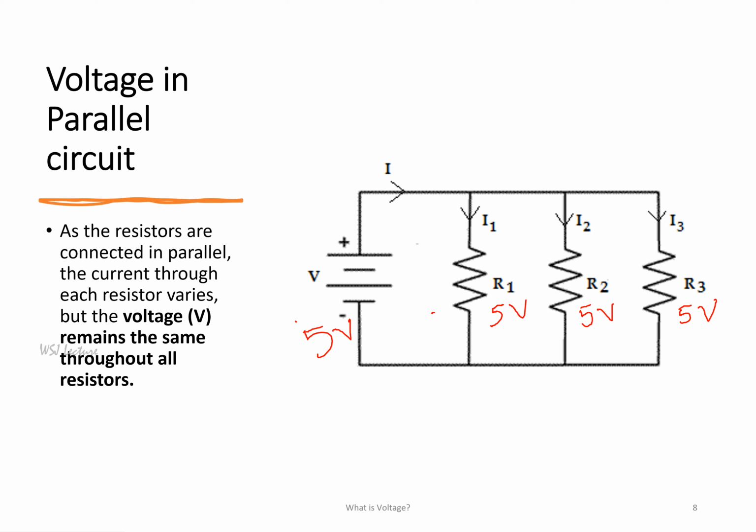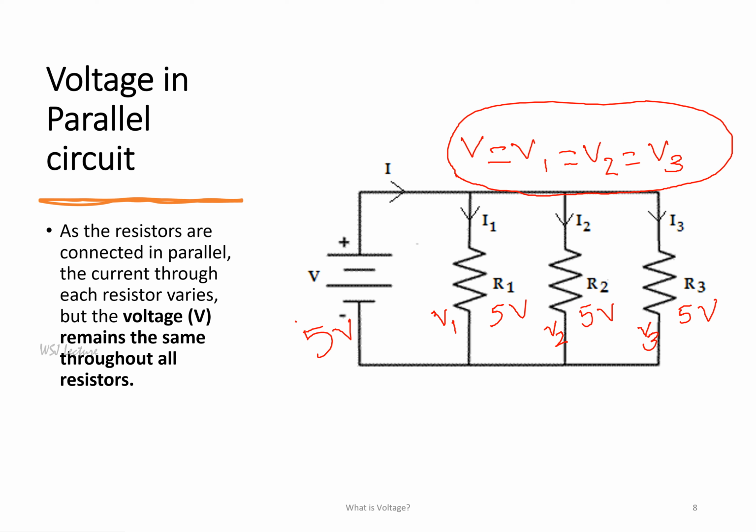So say for example, if you take this branch voltage as V1, this as V2, and this branch voltage as V3, the total voltage V will be equal to V1, and V1 will be equal to V2. So all these voltages remain the same. There won't be any voltage drop in a parallel circuit.